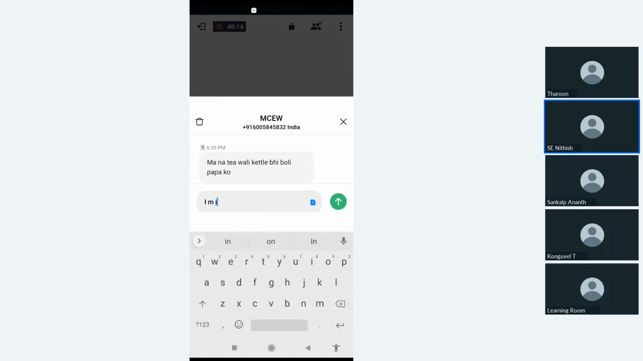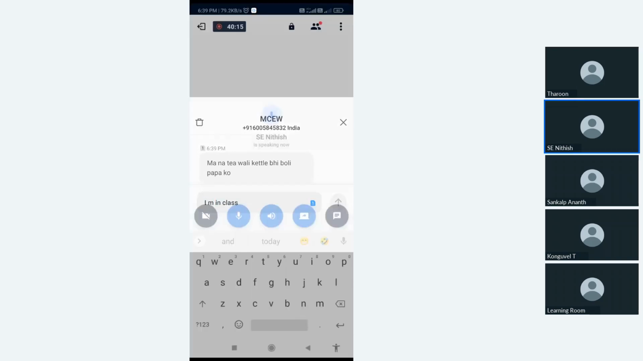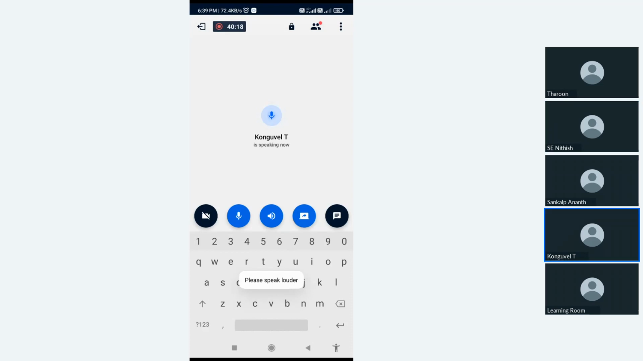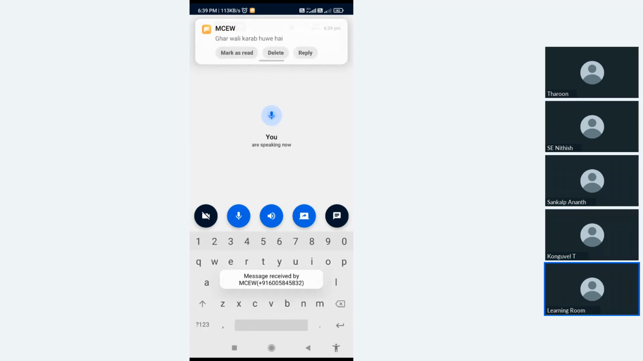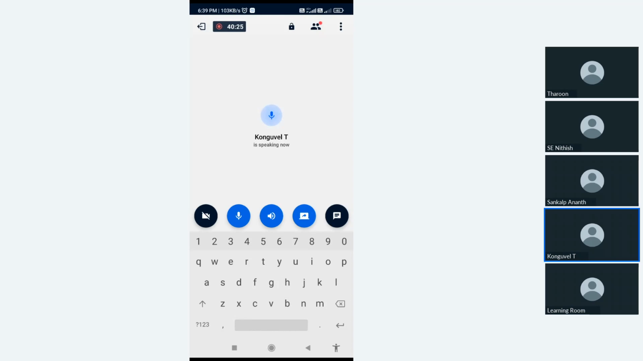What is your guys' favorite chemical element? Copper nitrate. Hey, I said element. Oh, element. Yeah, I don't have any favorite element.